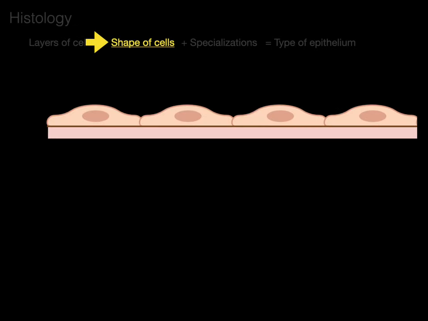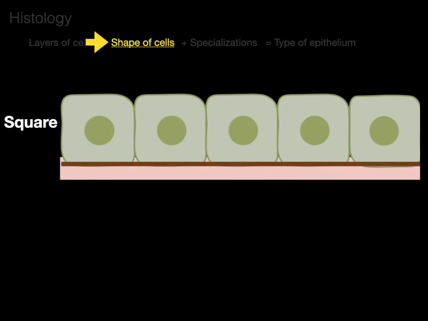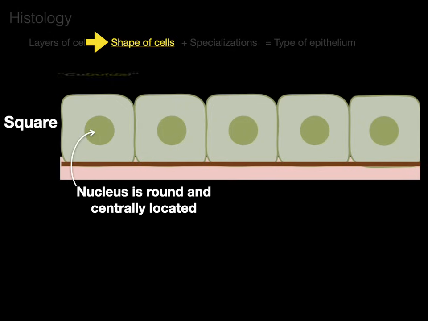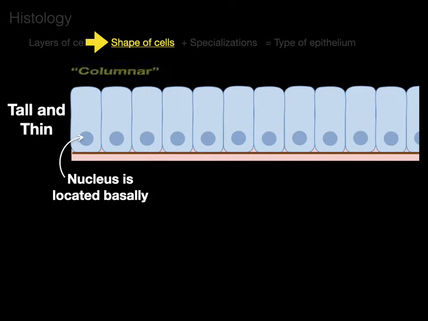Now let's talk about the shape of cells. If a cell is flat with a nucleus that is flat, we use the word squamous, which means scale-like. And in a side profile view, it looks like an egg on its side, or from a bird's eye view like that. The next is square or cube-shaped cells where the nucleus is round and centrally located. We call that cuboidal tissue. And if it's tall and thin with a basally located nucleus, we call that columnar tissue.